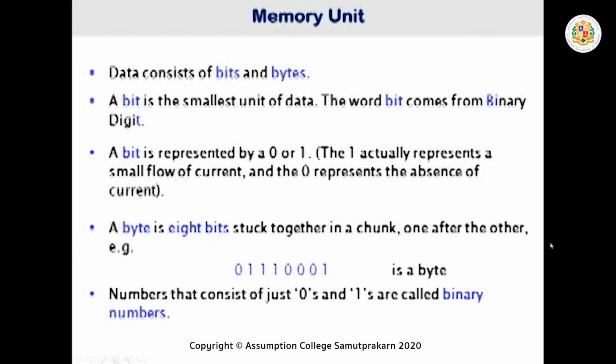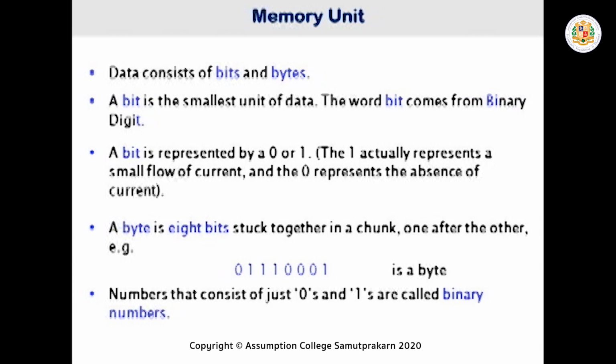Bit comes from binary and T from digit, okay, the last letter. A bit is represented by a 0 or 1. The 1 actually represents a small flow of current, and the 0 represents the absence of current. It means to say 1, the current is on, and 0, the current is off. Okay, so on, off, okay? A byte is 8 bits stuck together in a chunk, one after the other.